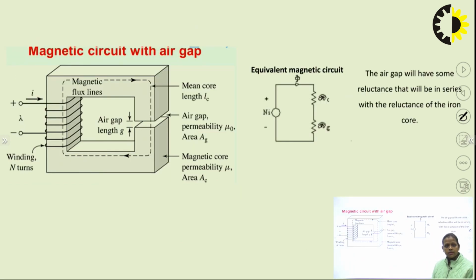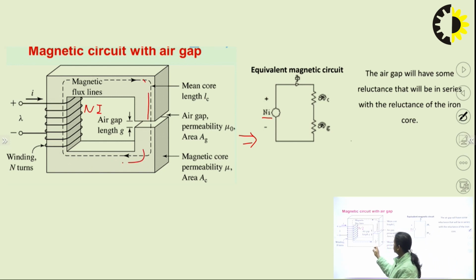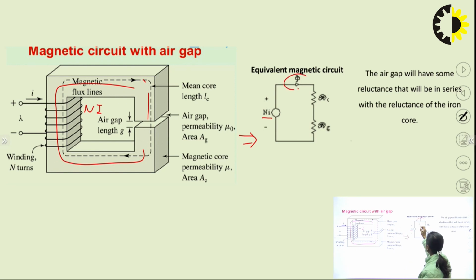Now this is also an example of a magnetic circuit with an air gap, and here we can see that we have an air gap. Here the equivalent magnetic circuit is drawn, the same structure is drawn here. This is the equivalent circuit. Here N into I means the MMF will be generated, so Ni is represented. Then some flux is established in this core, represented with phi. Then the reluctance of the core and the air gap will be different. So both the reluctance of the core and the air gap are shown in this circuit. So this is the equivalent magnetic circuit.